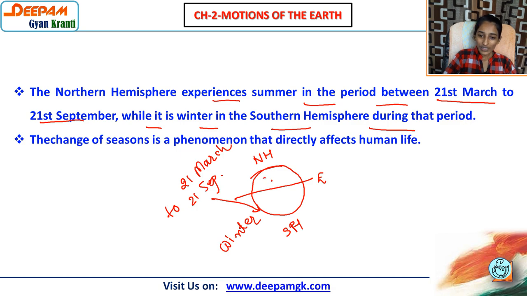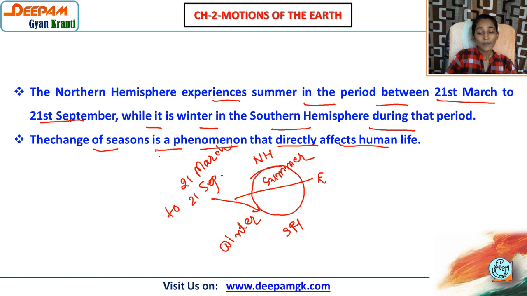So here during that period in the northern hemisphere we have the summer season, right? The change of seasons is a phenomenon that directly affects human life. Very important, and it directly affects human life. Be clear in your mind, when it's summer in the northern hemisphere, we have winter in the southern hemisphere. Why? Because they are in opposite directions.